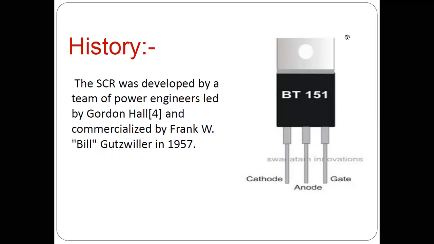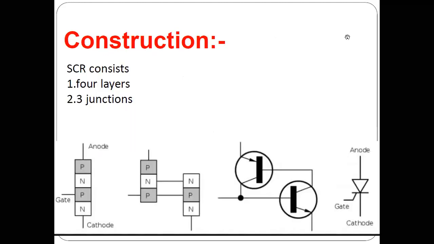So once we know the history, it becomes easy for us to study the construction details of SCR. If you look at the construction details of the SCR here, from the basic definition we know that it is a 4-layer, 3-junction, and 3-terminal device. So if this is my figure, how many PN do we have? We have one P, another P, and this N, and this particular N. But how is this constructed?